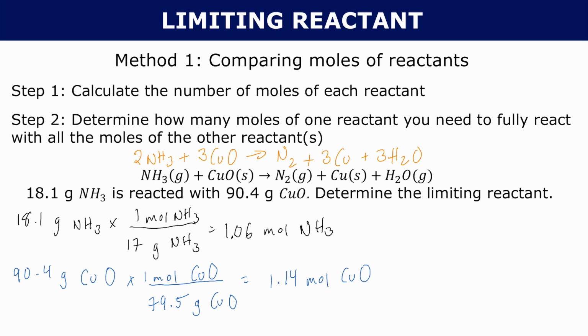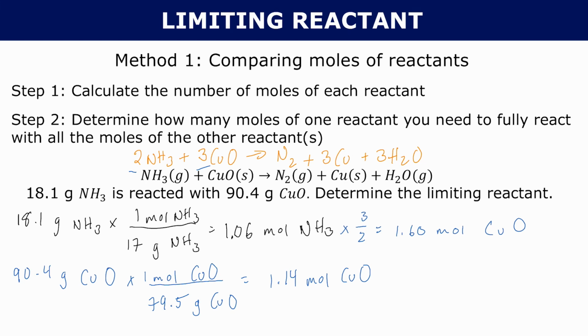So determine how many moles of one reactant you need to fully react with all the moles of the other reactants. So how many moles of copper oxide are we going to need to fully react 1.06 moles of ammonia? Well, if you notice, ammonia and copper oxide are in a 2:3 ratio. So in order to find how many moles of copper oxide we're going to need, we need to multiply this value by 3/2. And that's going to get us that we need about 1.60 moles of copper oxide to fully react all 1.06 moles of ammonia.